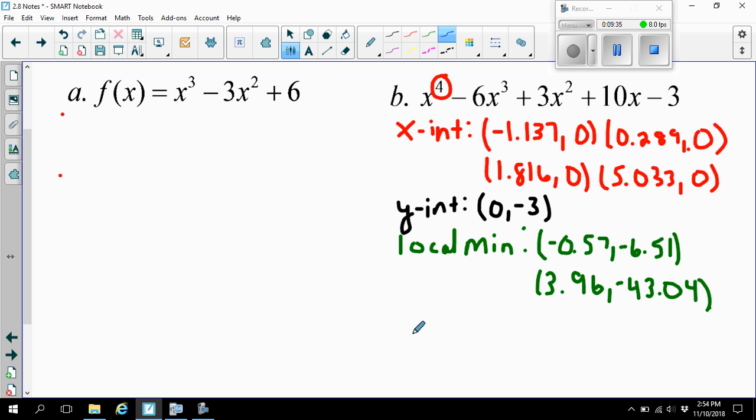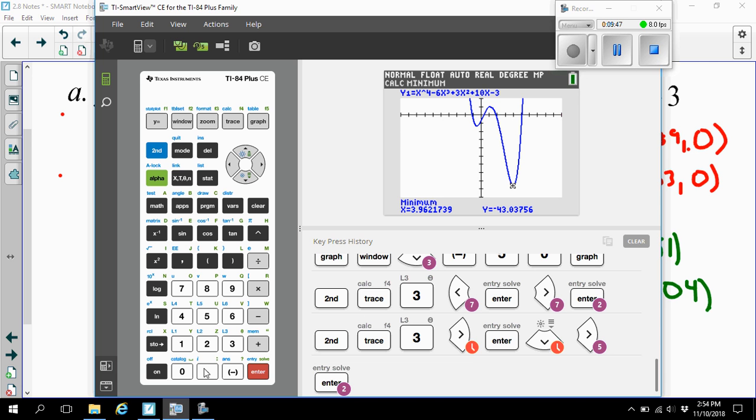So now our last thing we have to do is find the local max. We have to determine how many we have first, so we can find all of them. Let's go back to our graph. If we look here, we only have one that's at the top of a hump. So we really only have one local max.